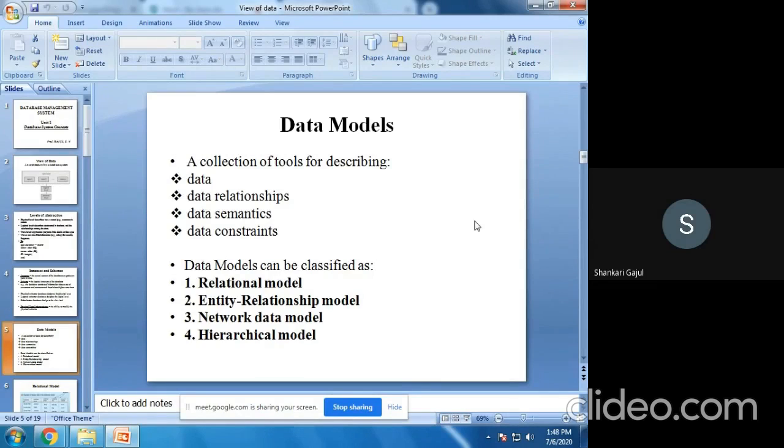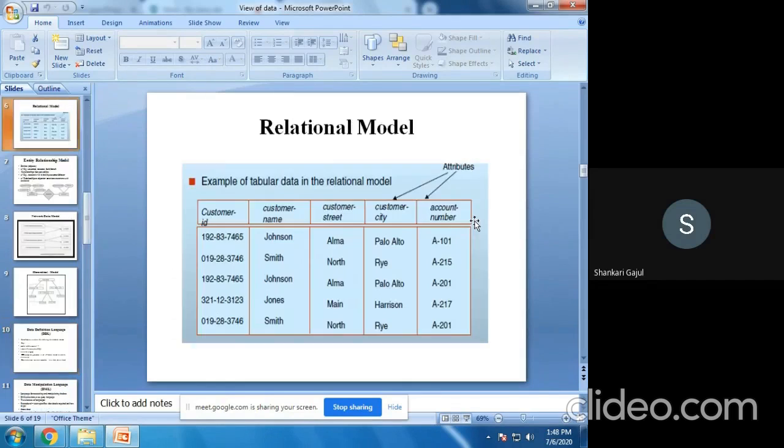Data models can be classified into four different types. We will discuss them one by one. The first is the relational model. What do we mean by relational model? This is the first type of data model.